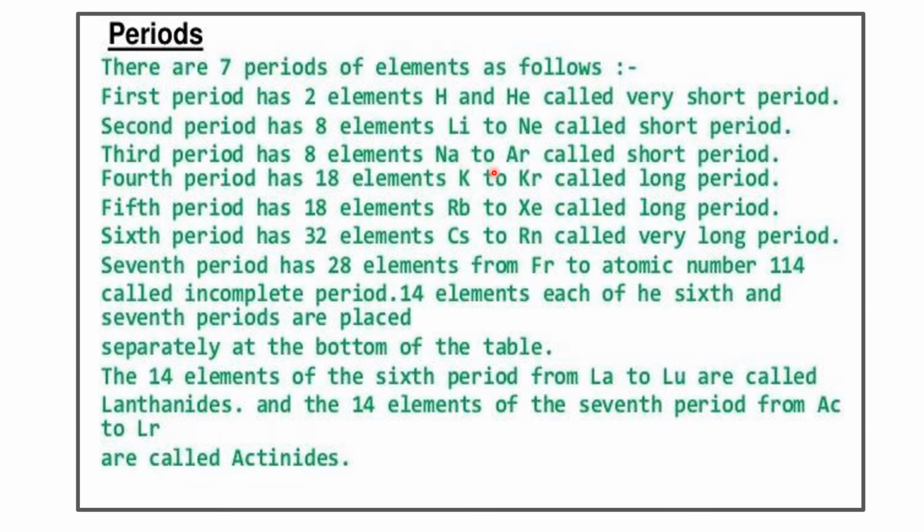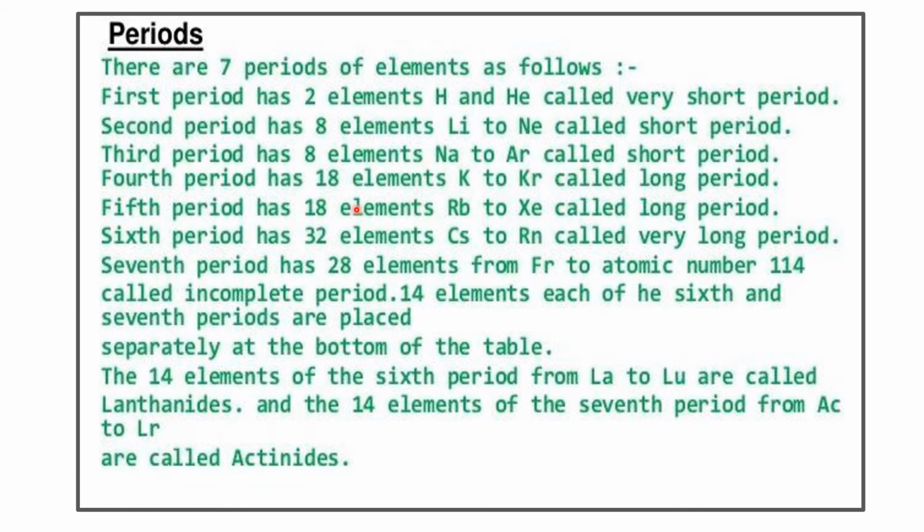Don't worry, I'll be showing the number of elements in the next periodic table in the coming slide. Okay. So third period has 8 elements starting with atomic number 11 ending with atomic number 18. And it has 8 elements like second period and it is also known as short period.